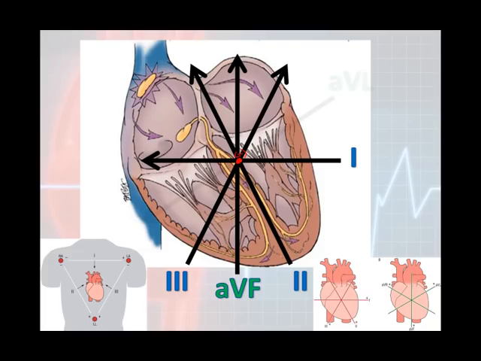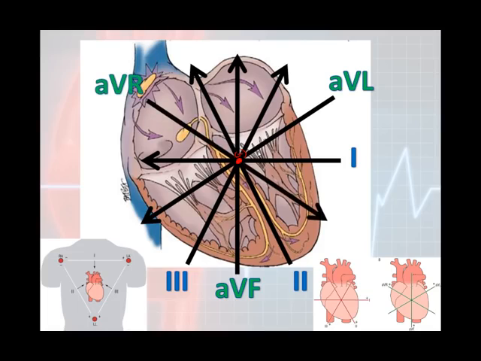AVL is starting at the left arm and actually going through the central terminal as well. And of course, if we put AVR up on the right arm, it will also look through the central terminal. Now we actually have all the leads of our hexaxial plane all intersecting through the heart at the central terminal. And this is what we actually see.